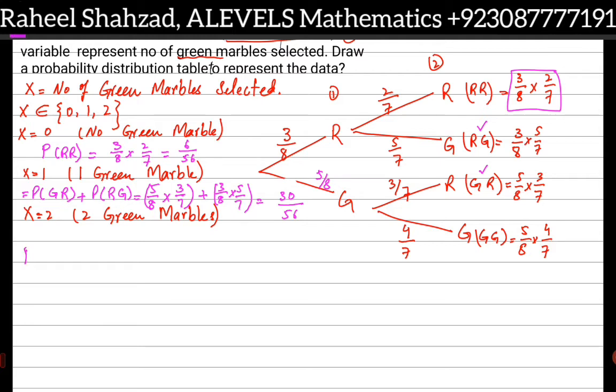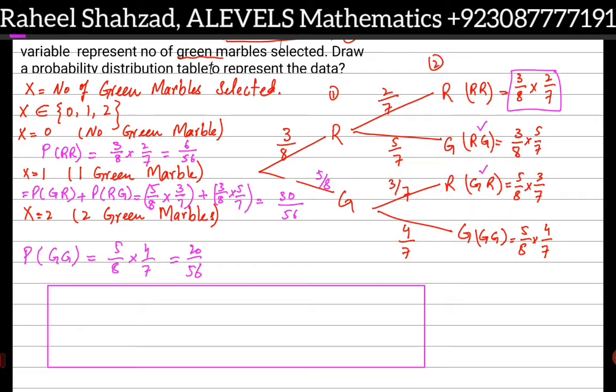Now x is equal to 2. That means we have two green marbles, so green and green. So green and green has probability 5 by 8 into 4 by 7, that is equal to 20 divided by 56, right? Now let's draw a probability distribution table and list all possible values there, and against it its probabilities.